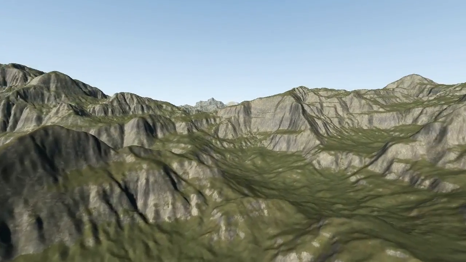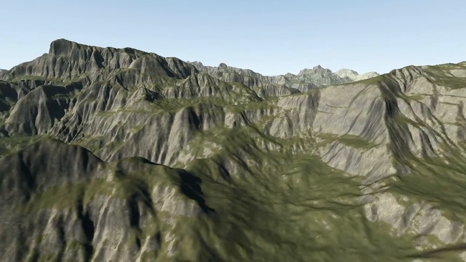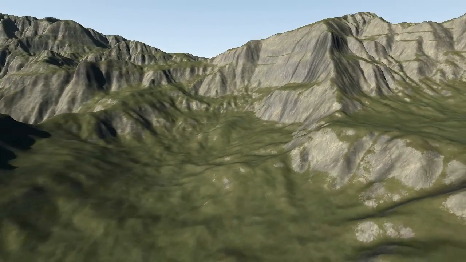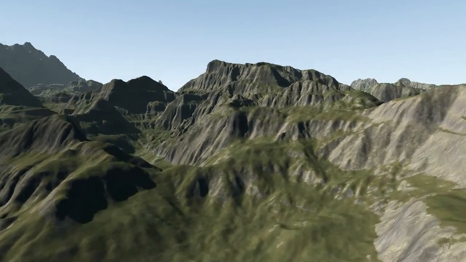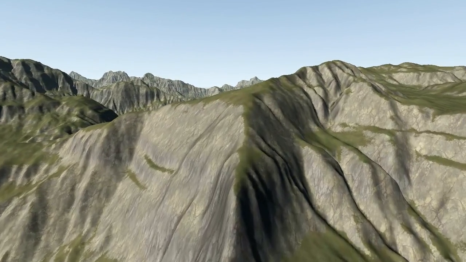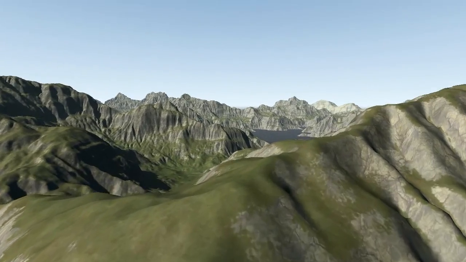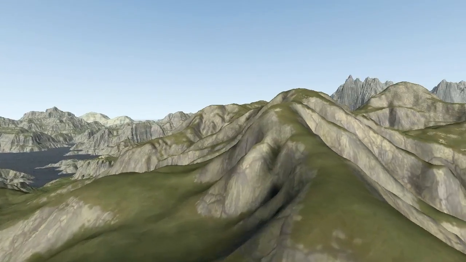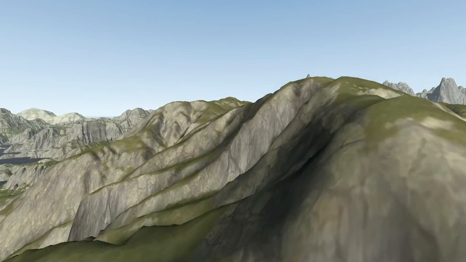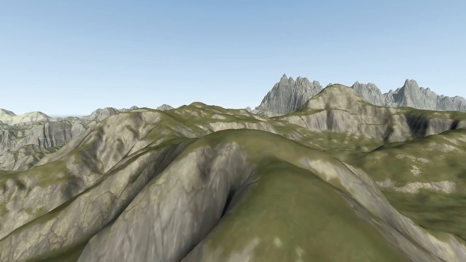And that's pretty much it. You have the ability to have nice long draw distances and decent looking surfaces up close, so you can have very large maps and still have a decent amount of detail in them as you move around.